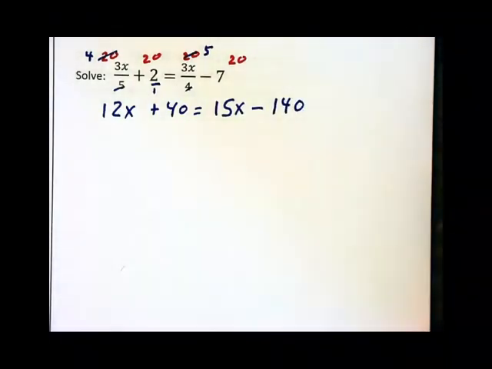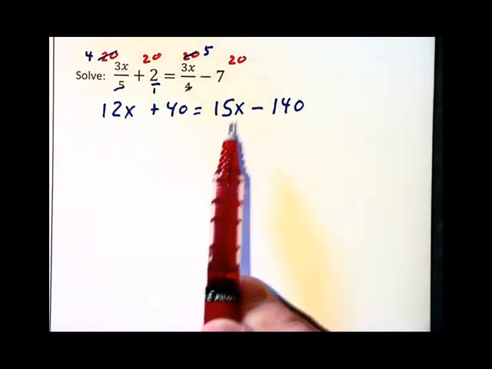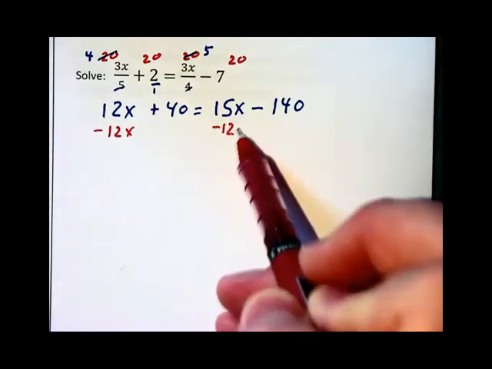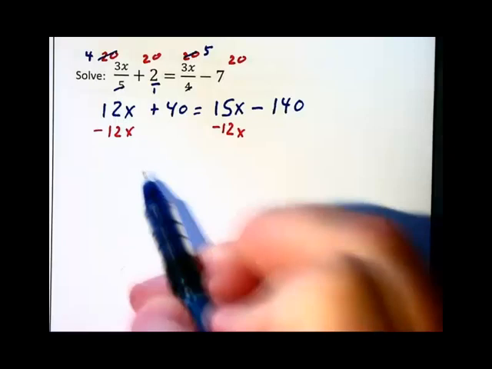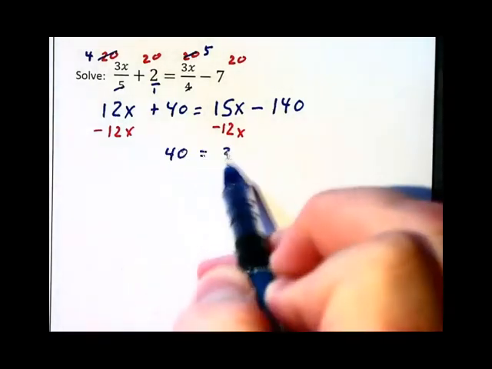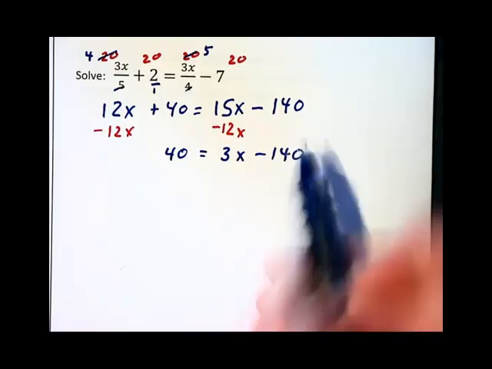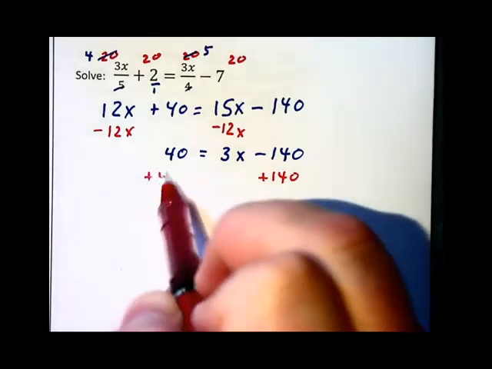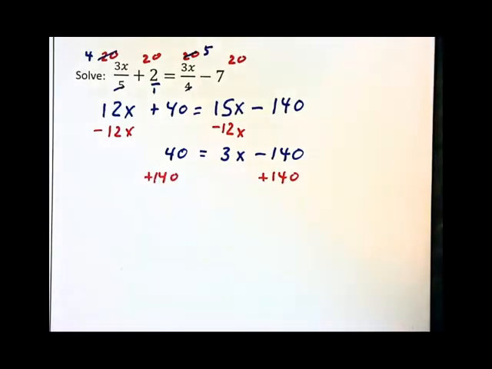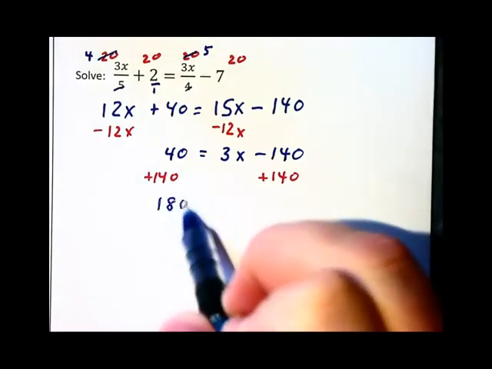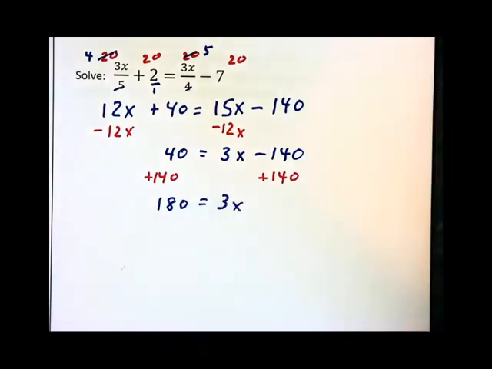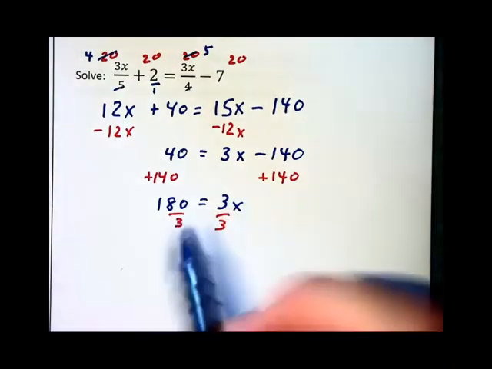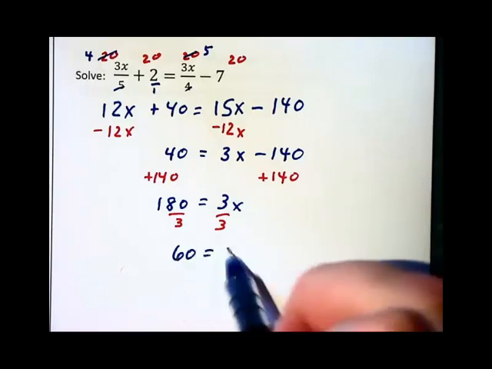We want all the variables on one side. I see more x's on the right with that 15, so I'm going to subtract off the 12x on each side. On the left we've got 40, and on the right we will have 3x minus 140. We will then add 140 to each side of the equation, leaving 180 on the left equals the 3x, and upon dividing by 3 on each side of the equation, we will have a nice clean solution of 60 is equal to x.